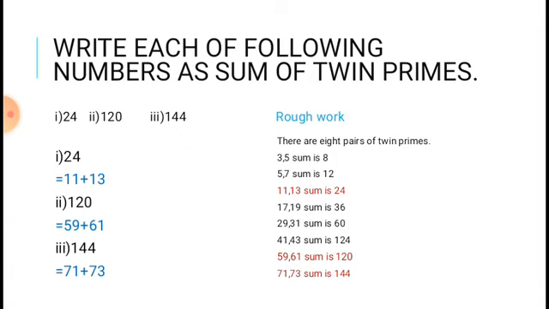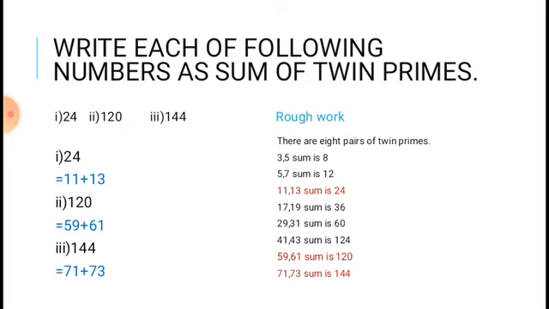The meaning of the question is, we have to write those twin prime numbers. When we add those twin prime numbers, the sum will be 24 in the first part, 120 in the second part, and 144 in the third part. The strategy to solve this question is that you will write twin prime numbers in rough work. Students, remember there are 8 pairs of twin prime numbers.